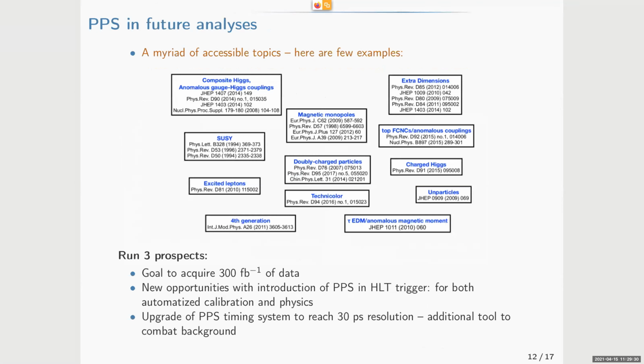All right, what about future analysis with PPS? There is, in fact, a myriad of accessible topics. Here are just a few examples if you are curious. One can look from Higgs to some more exotic topics like magnetic monopoles, SUSY, and so on. For Run 3, our goal is to acquire 300 inverse femtobarn of data. We expect to get quite a few new opportunities with the introduction of PPS at the HLT trigger. We would benefit from this trigger both for automated calibration of the detector and for physics searches. Also, we are aiming to upgrade the PPS timing system to reach 30 picosecond resolution, which will be an additional very powerful tool to combat the background.